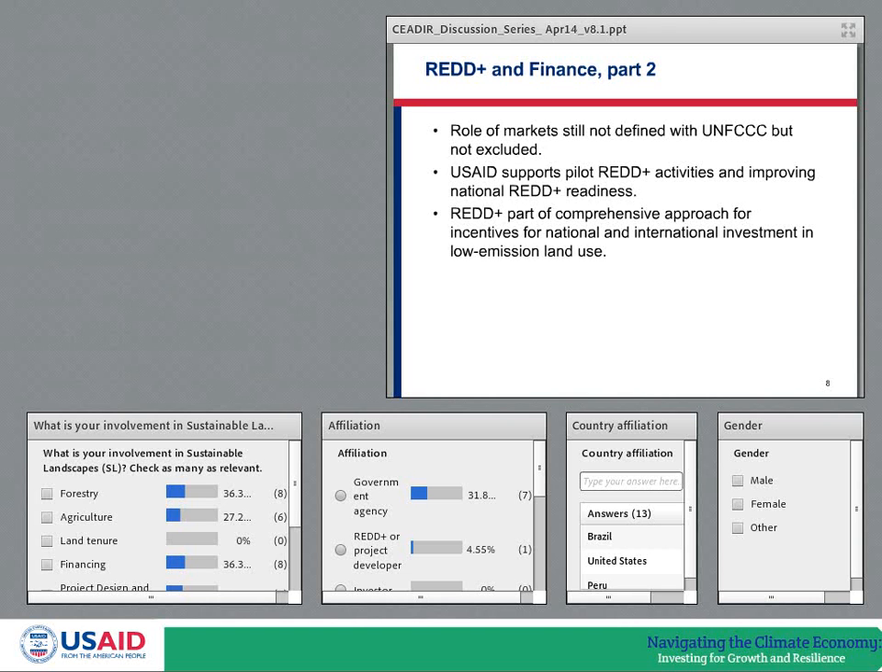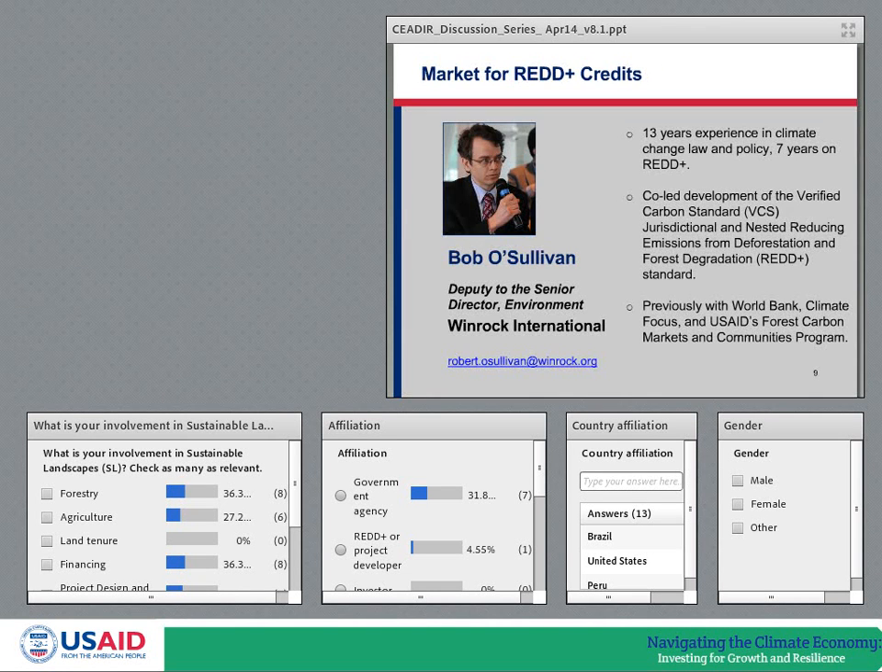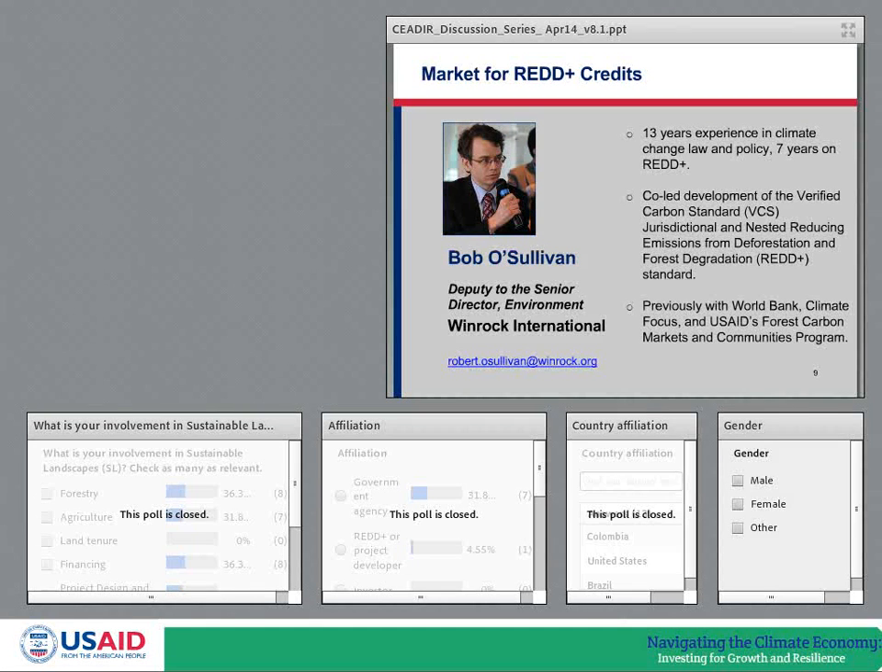As mentioned, he's at Winrock International. He's worked extensively in climate change law and policy and REDD+. He co-led the development of the Verified Carbon Standard for REDD+, and has worked with the World Bank and USAID's Forest Carbon Markets and Communities program. Bob?